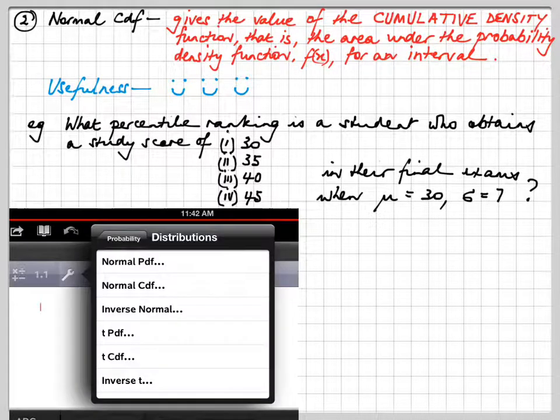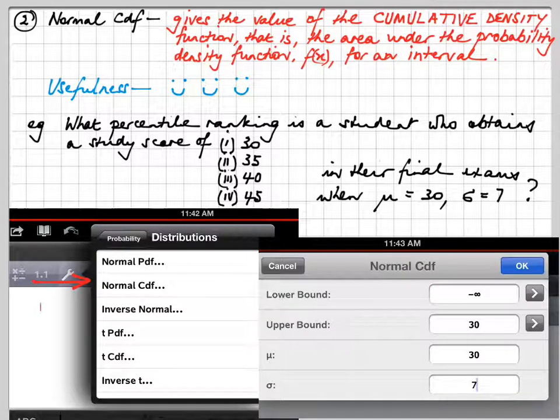Okay, let's do them. So you go into your calculator, you go menu, 5 probability, then distributions, and then you select, what do you select? You select this one, normal cumulative distribution function. Okay? Or cumulative density function, probably. I don't know. Anyway, but that's what it is, yeah?